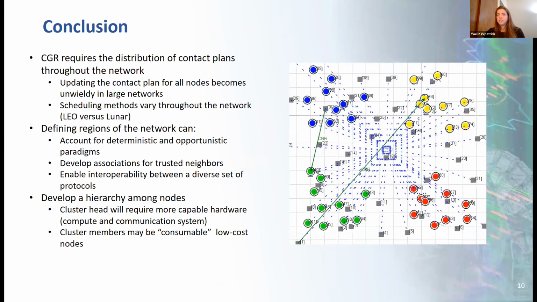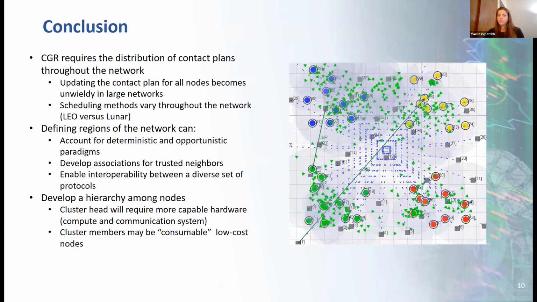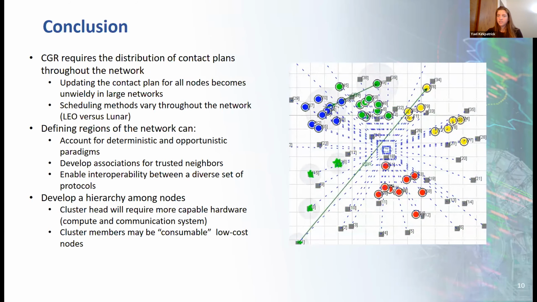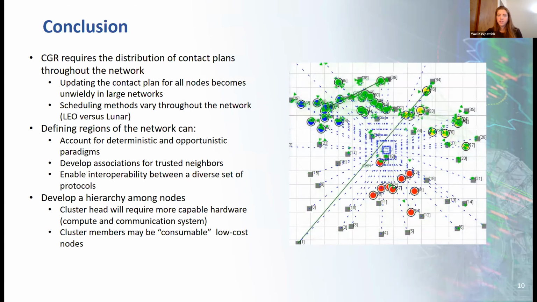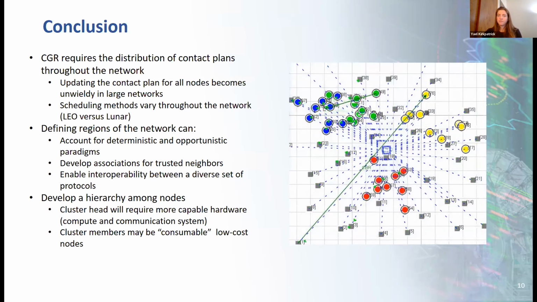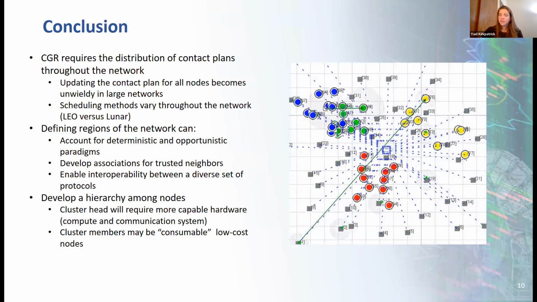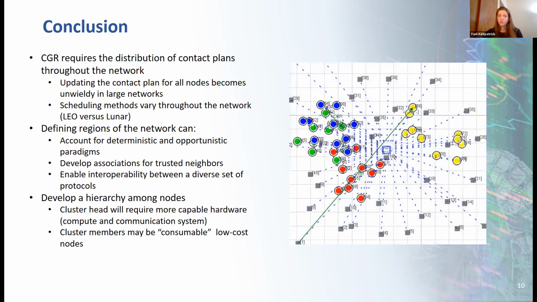So to recap, CGR requires distribution of contact plans through a very large network, and updating this on all the nodes becomes very, very slow. Defining network regions and dividing a network up into clusters can give us a lot of benefits in runtime and scalability. It can also account for different paradigms, deterministic and opportunistic. And it can give us other benefits like developing association for trusted neighbors, other nodes that tend to be in the same cluster as you and you know them very well.